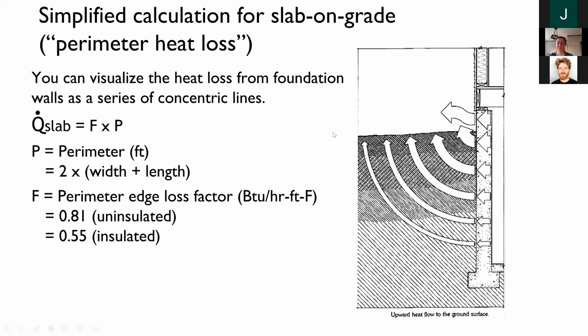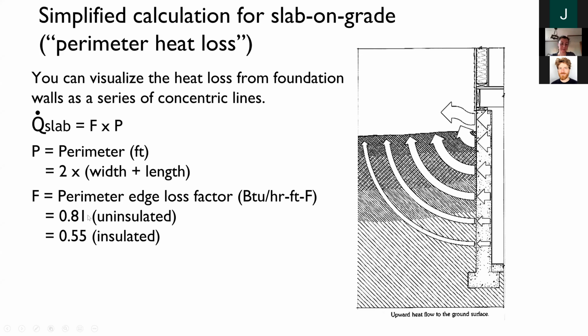So now, that second mode of heat transfer through the slab. This is a really complicated mode of heat transfer with these kind of radial paths of heat transfer. So in order to calculate this easily, we simplified it down using this F perimeter edge loss factor. This can be looked up in tables and it kind of encapsulates this complicated heat transfer process so that we can use it easily in our calculations.